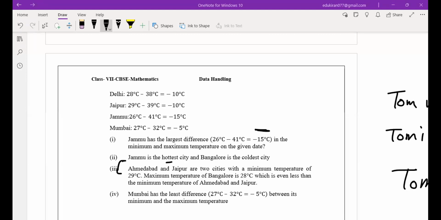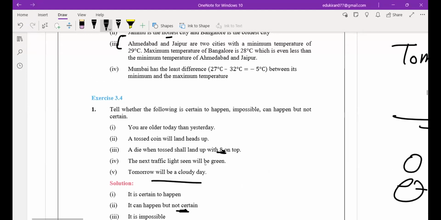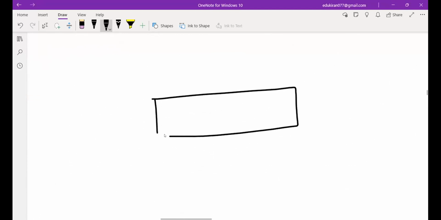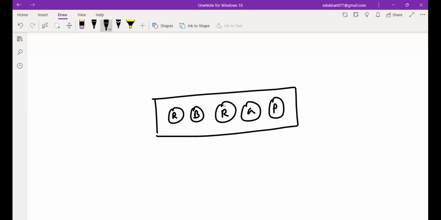Yes. Now we are going to discuss one very important topic, which is this. It's a part of probability. Okay? So let's just see. For example, over here, this was a box. Over there, these are the balls. Red ball, blue ball, red ball, green ball, purple ball. This is you, right? I asked you to randomly pick out one ball. Clear?